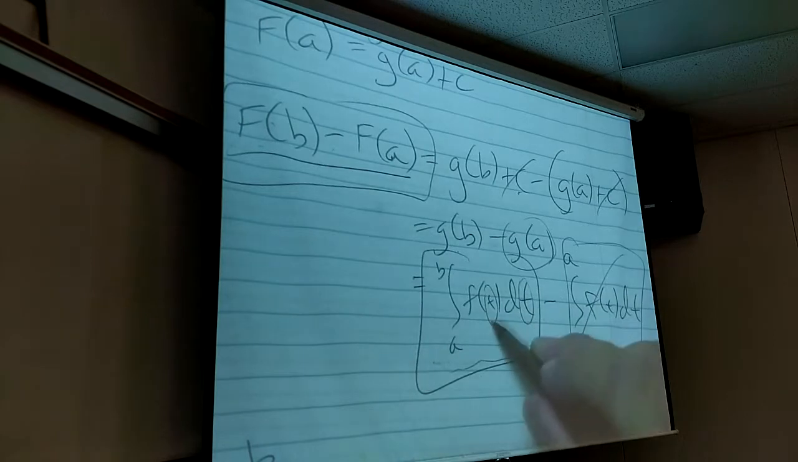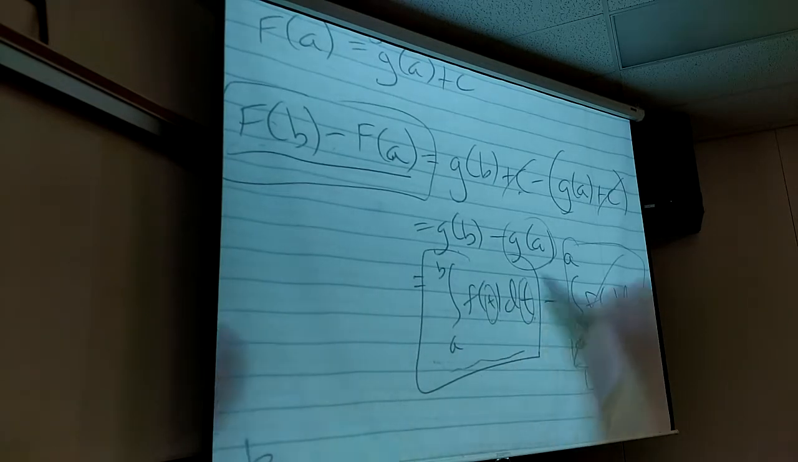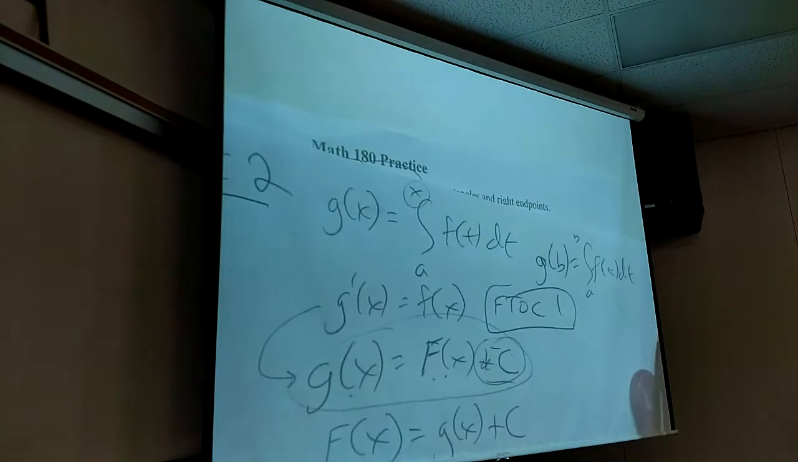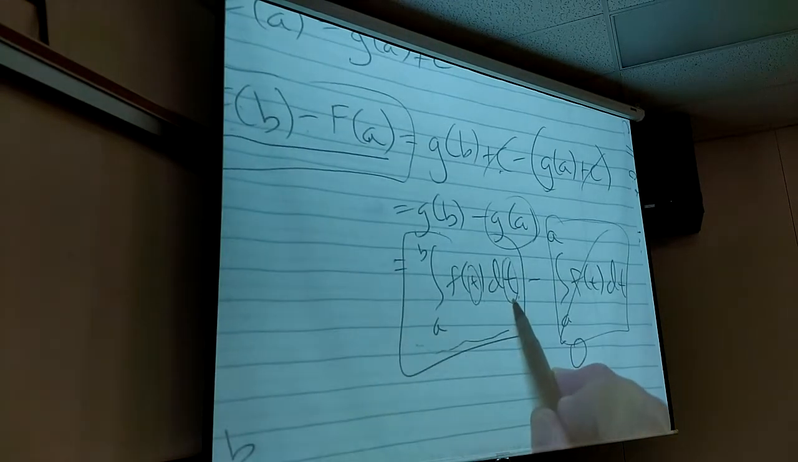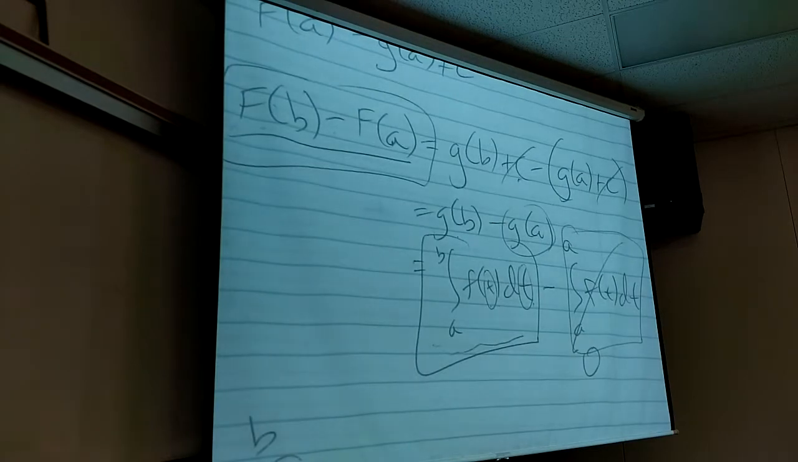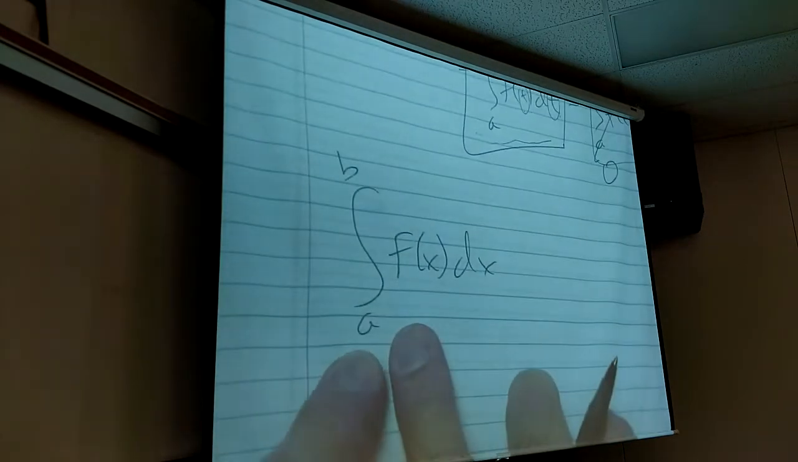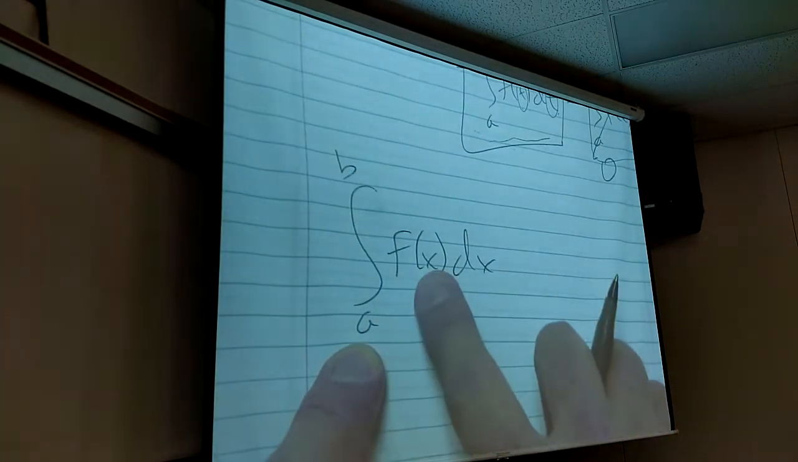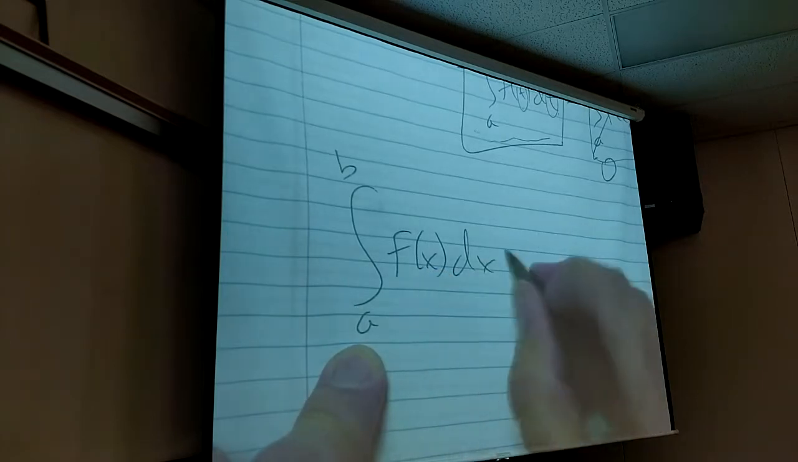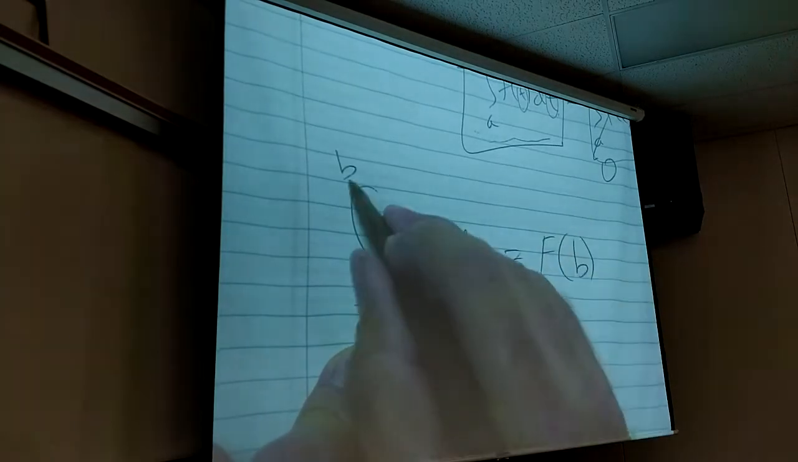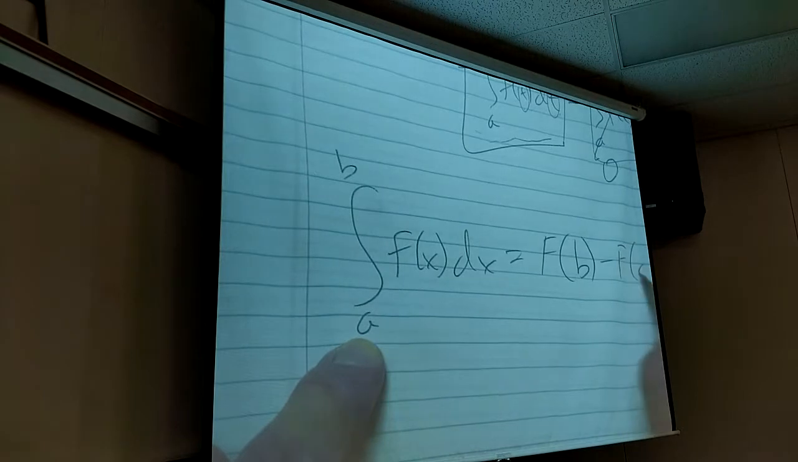The only reason I needed t's in here was because I had an x here already. So f of t dt is the same thing as f of x dx. It's the same thing as f of m dm. The variable doesn't matter which variable you use. I'm going to go back to x because that is what we almost always see. So the integral, the area from a to b under this function, is equal to the antiderivative evaluated at the top minus the antiderivative evaluated at the bottom.